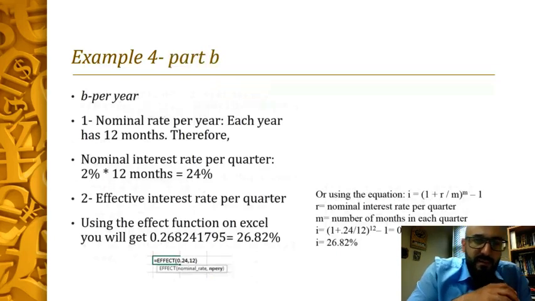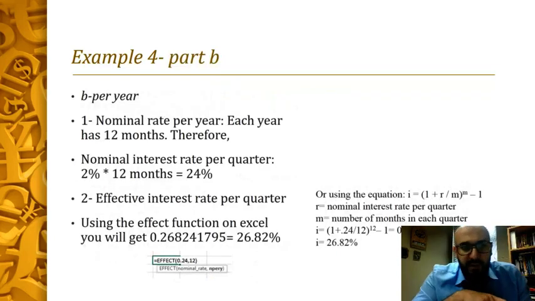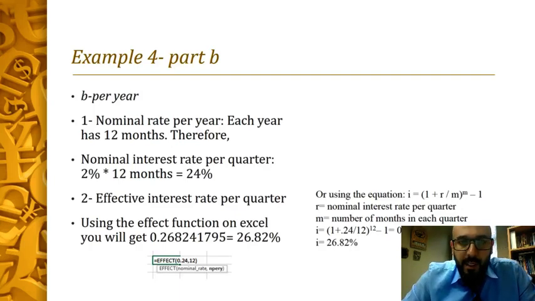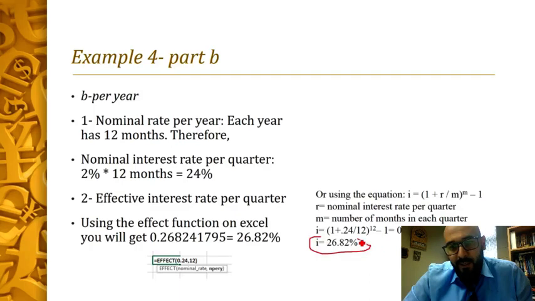Part B, find the effective interest rate per year. So what you need to do, the given is the nominal interest rate per month. We know that there are 12 months per year, so you have to multiply 12 times 2. That would be a 24% nominal interest rate per year. You use this 24% in this equation right here to find the effective interest rate to be 26%.